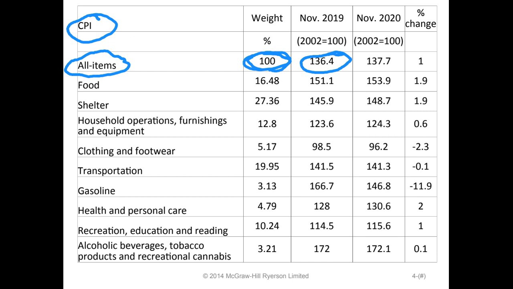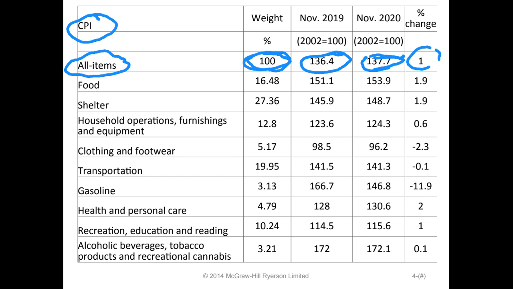This is not inflation. This is not growth. This is just an index. And next year, November 2020, after 1 year, this index increases from 136.4 to 137.7. Now you calculate the growth rate. That is 137.7 minus 136.4 divided by 136.4 times 100. So you'll get around 0.95 something percent. So I just round this off to 1%. So inflation is 1% between November 2019 and November 2020.